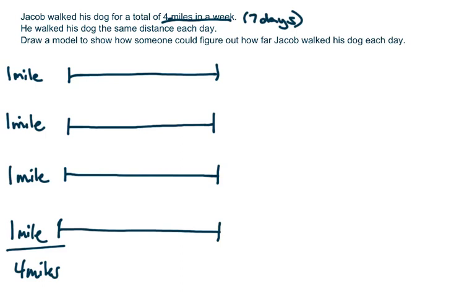So I'm going to take each one of these and I'm going to break it up into 7 pieces. We're going to pretend that they're even. 1, 2, 3, 4, 5, 6, 7.